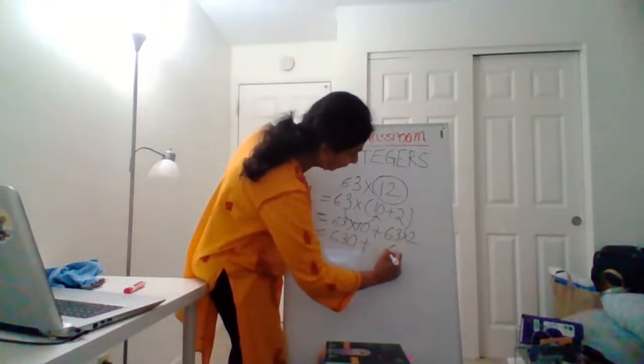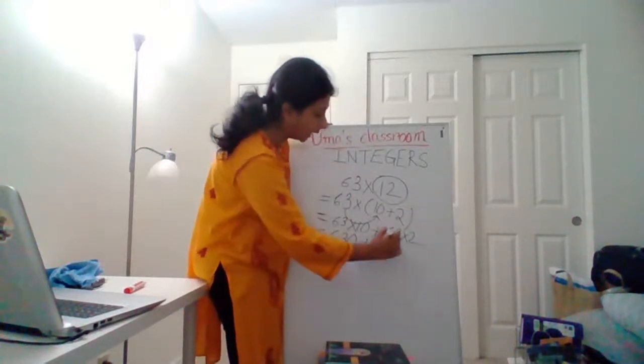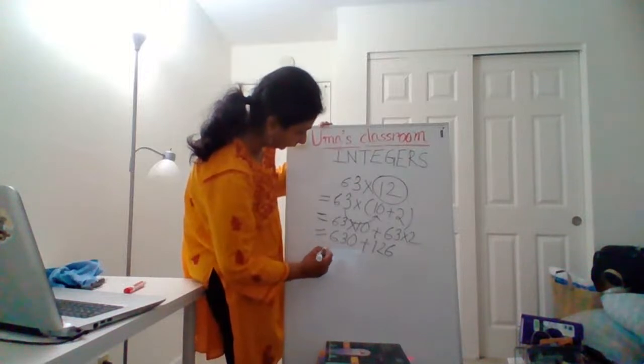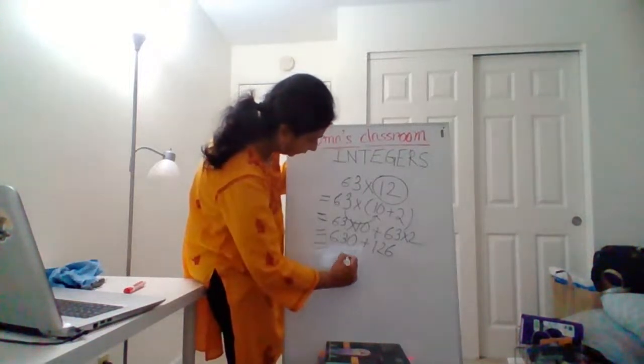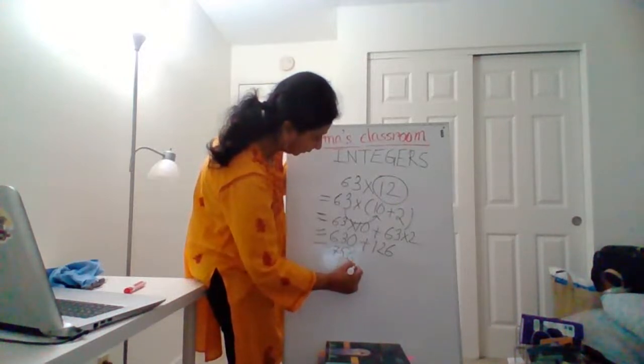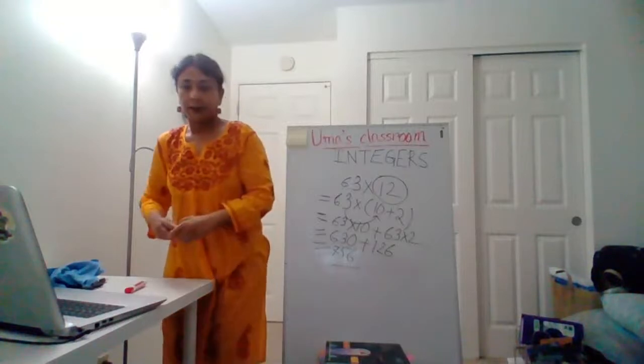So it is coming 126. Now I can add these two and get my result. 6, 5, 7. This is my result.